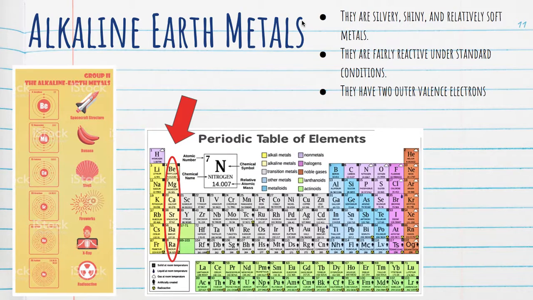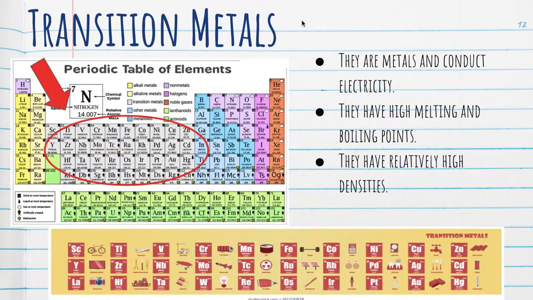Alkaline earth metals are silvery, shiny, and relatively soft. They're fairly reactive, pretty reactive, but not quite as reactive as alkali metals. And they have 2 outer valence electrons because they're in group 2. Transition metals is the largest group in the center here on the periodic table. They're metals, they conduct electricity, they have high melting and boiling points, and they have relatively high densities. As we talk more about density, you will understand more how density is the amount of mass in a given volume.